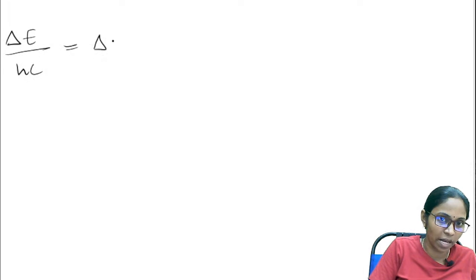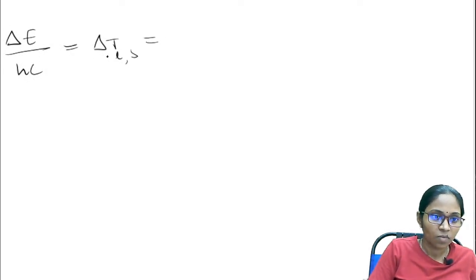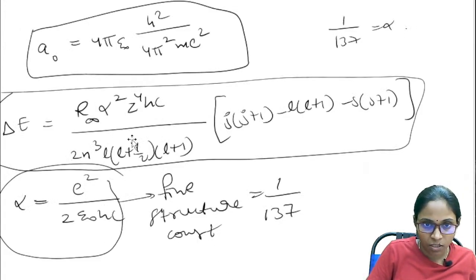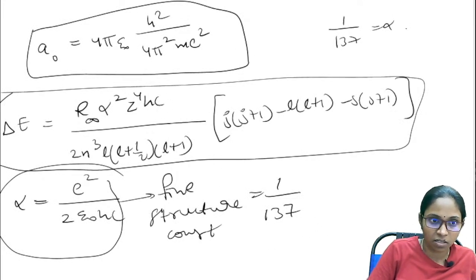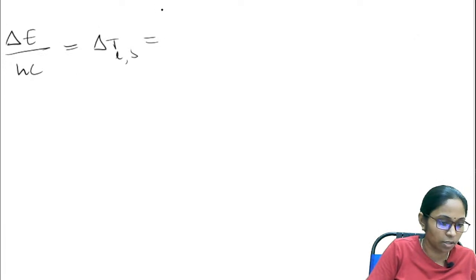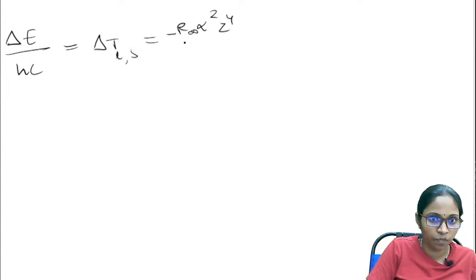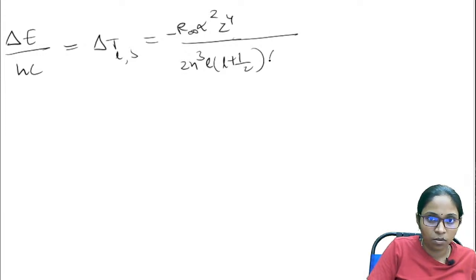And coming to the term value, if you divide delta E by hc, this will be known as the term value. If you just divide this equation by hc, hc is cancelled. Now you just write the remaining terms, that is minus R infinity alpha square Z power 4 by 2n cube L into L plus 1 by 2 into L plus 1.